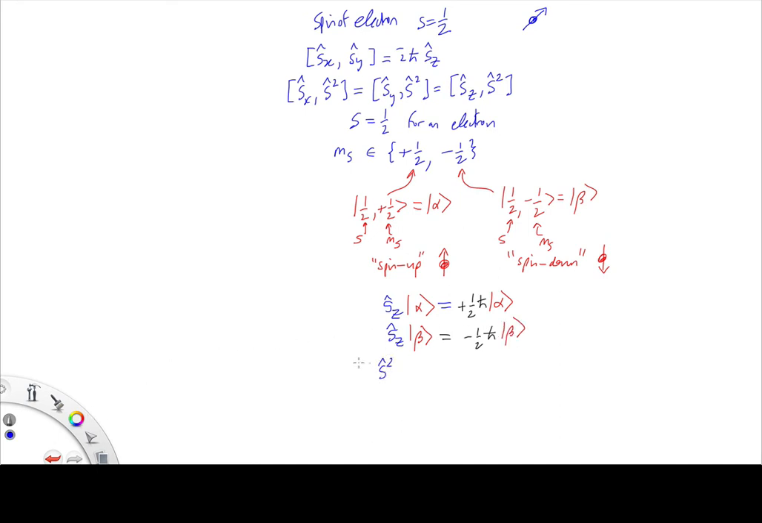And similarly for the S squared operator, the eigenvalue in this case is h bar squared times the spin quantum number, which is 1/2, times the spin quantum number plus 1, which in this case would be 3/4 h bar squared. And the same goes for the beta state.